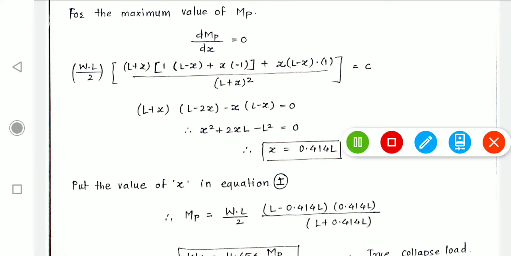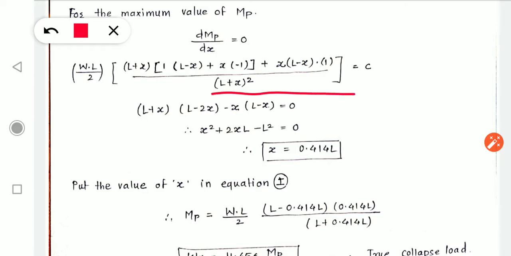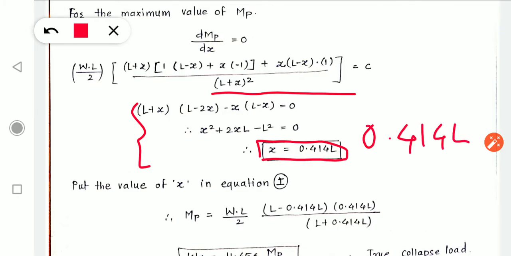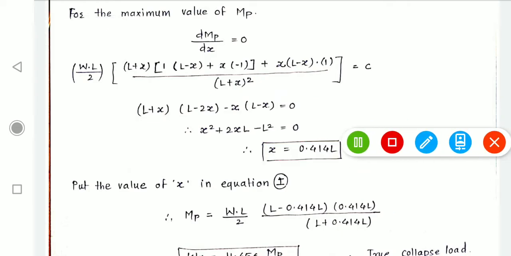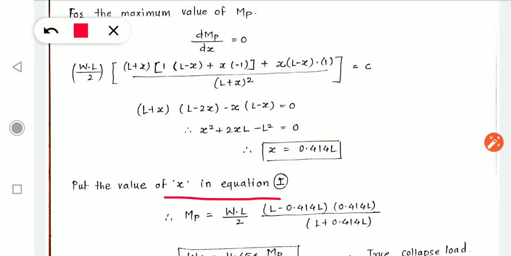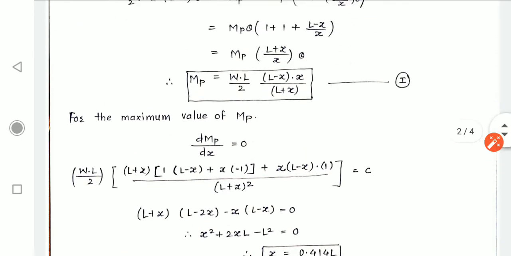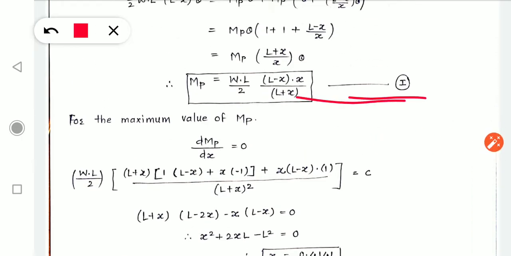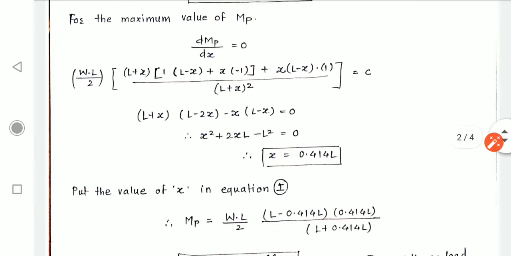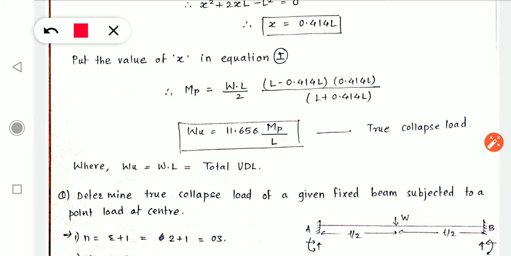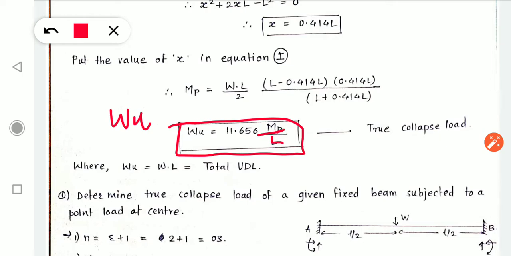Now if you simplify this equation further, you will get x distance equals 0.14 L. At this distance, the maximum value of plastic moment will occur. Put that x value in equation 1. Which will be equation 1? This is our equation 1 mentioned over here. Put the x value into that and simplify it for load WU. You will get the value in terms of MP by L.